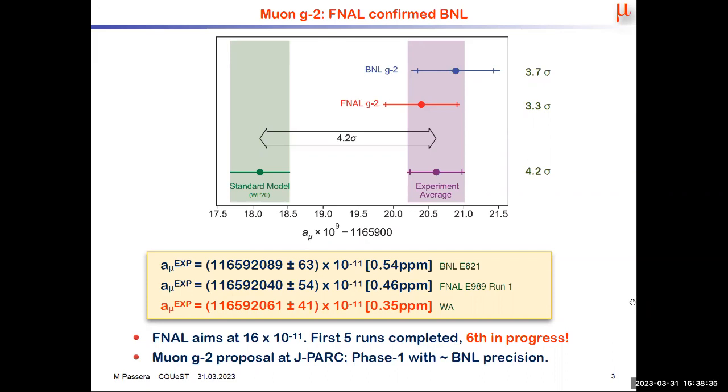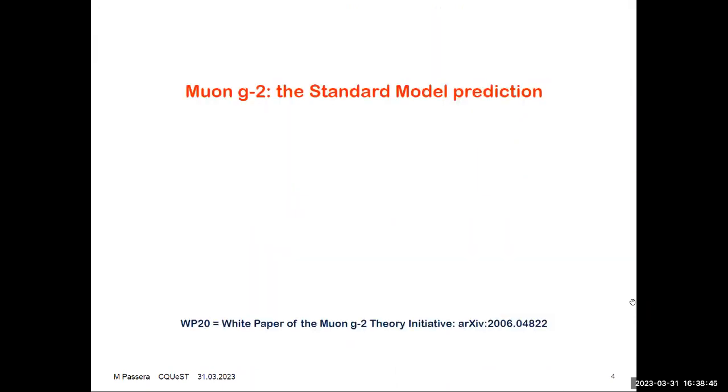And as you see here, there is a tension of 4.2 sigma. This is what we had at the time, but the situation has evolved, and you will see how the situation has evolved in the meanwhile. So let me start with the discussion of the Standard Model prediction of the muon g-2.